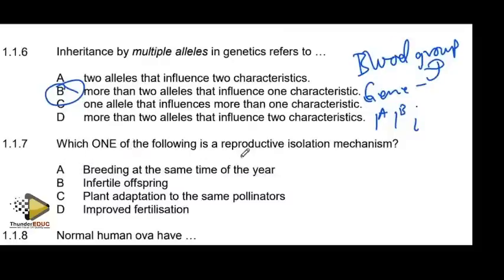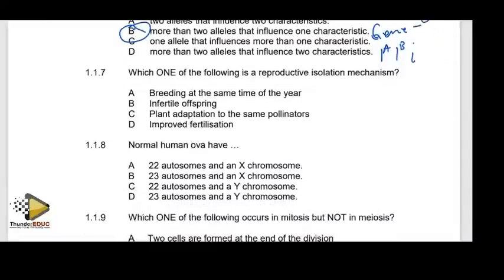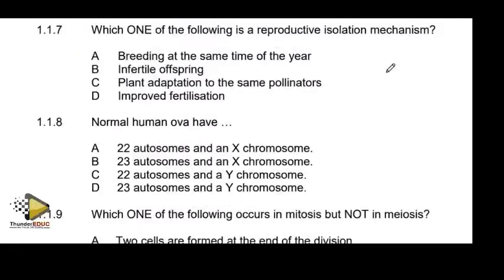Which one of the following is a reproductive isolation? When you talk about reproductive isolation, it means that the organisms are being isolated as a result of the reproductive strategy or the reproductive mechanism. They're saying breeding at the same time of the year. They can't be isolated if they are at the same time of the year.